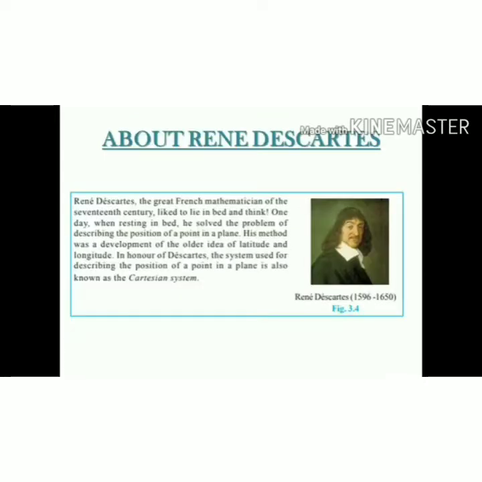René Descartes was a great French mathematician of the 17th century. He was born in the year 1596 and died in 1650. In his honor, the plane on which this is performed is called the Cartesian plane. He invented coordinate geometry.